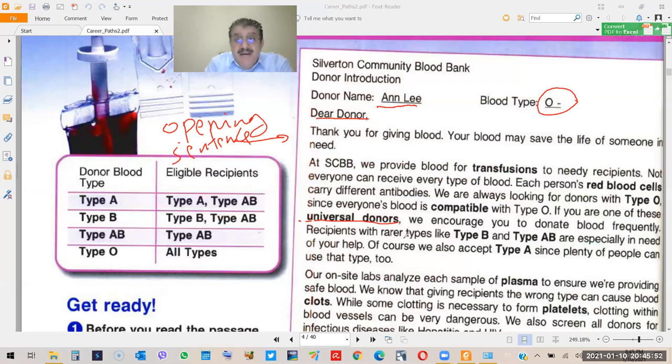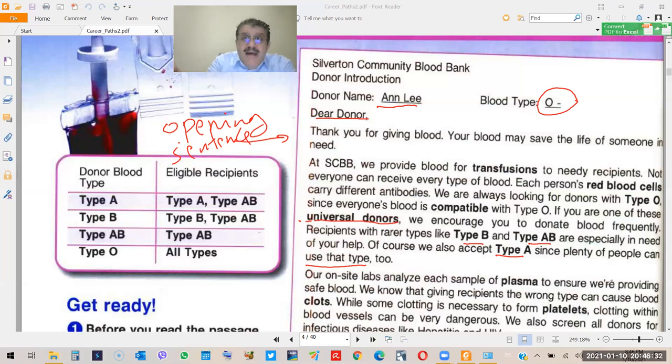Recipients with rare types like type B and type AB are especially in need of your help. Of course, we also accept type A, since plenty of people can use that type too. I don't know, but according to some statistics, the majority of people have type A blood. To what extent this is true, I don't know, but this is in accordance with this passage here. Our on-site labs analyze each sample of plasma to ensure we are providing safe blood.